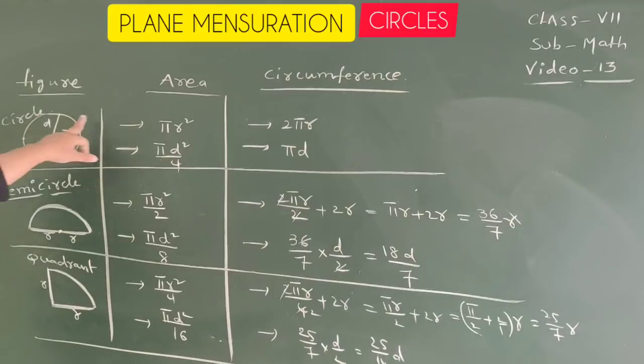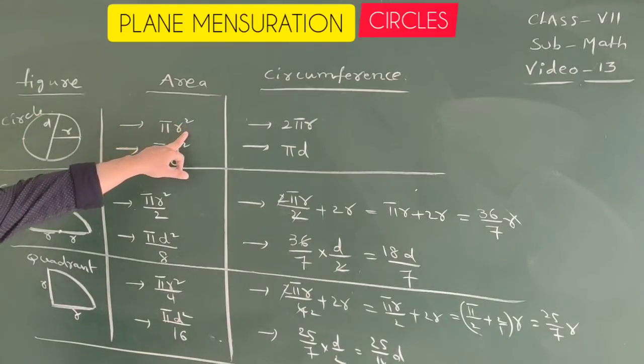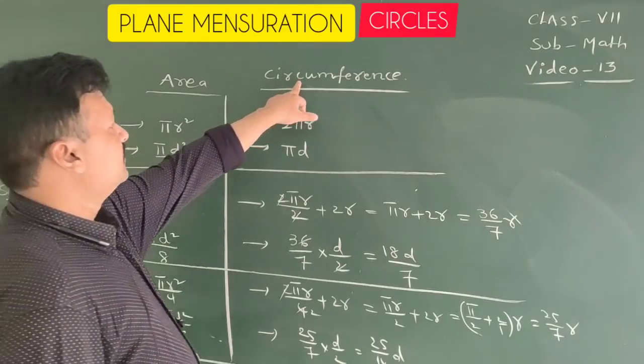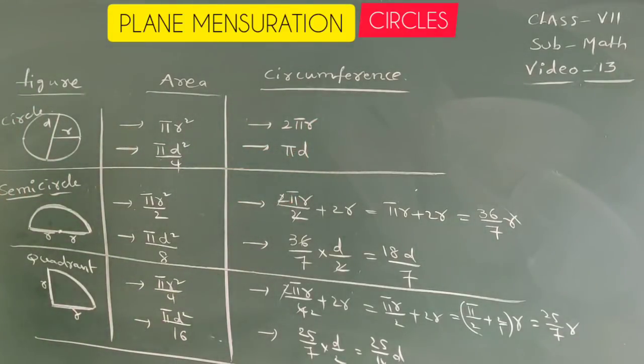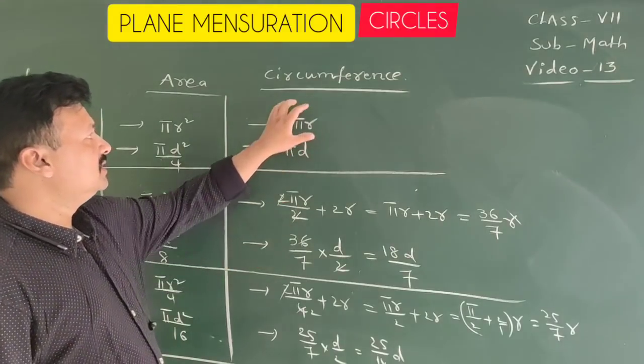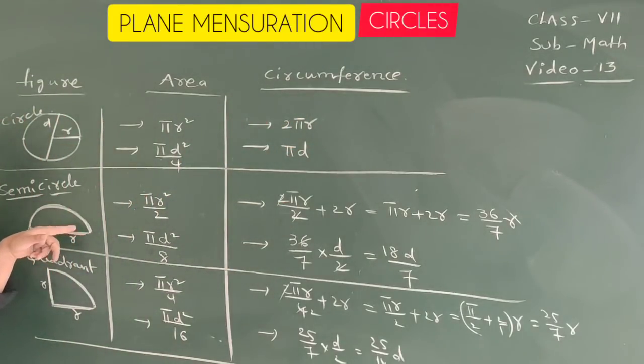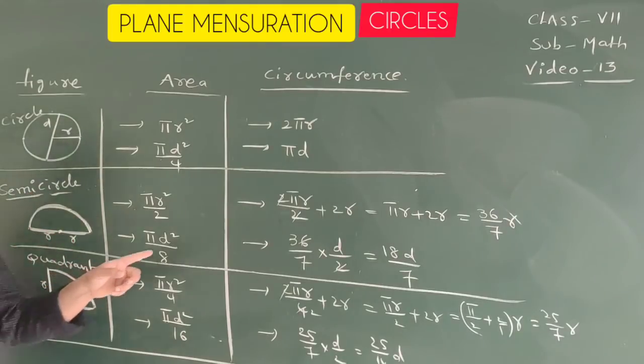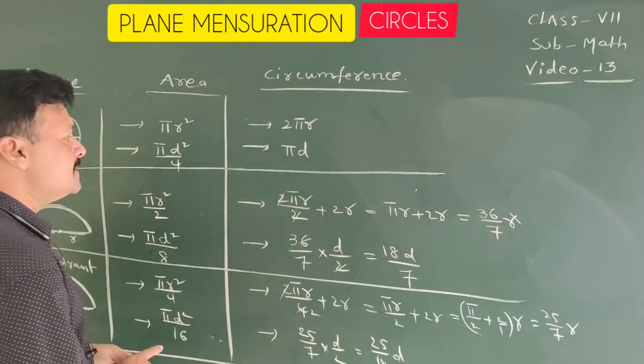Here for the circle, area is pi r square in terms of r, pi d square by 4 in terms of d. Circumference is 2 pi r in terms of r, pi d in terms of d. Semicircle, half the circle. So area is pi r square by 2 in terms of r, pi d square by 8 in terms of d. Circumference means half the circumference of the circle in addition to r and r, because circumference or perimeter is nothing but the length of the edges. In all the sides we need to consider. That's why r and r together will also be treated as part of the semicircle perimeter.